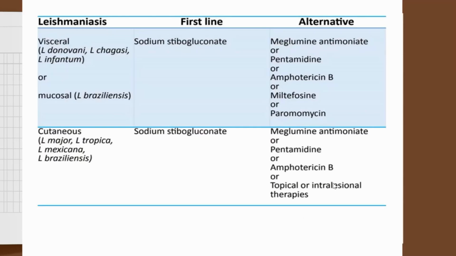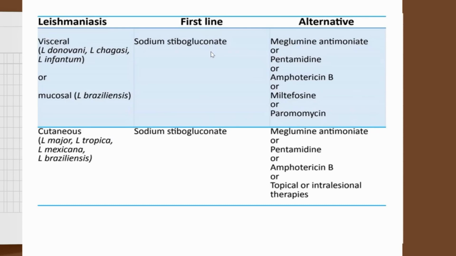So what's the first line? This drug is called sodium stibogluconate. It works on the metabolism of the parasite itself. And then there are also antimonials and amphotericin. Amphotericin is well known for destroying the cell membranes of the parasites. And pentamidine also works on the reactive oxygen species pathways and so on. So this is usually the treatment, and the administration is different.